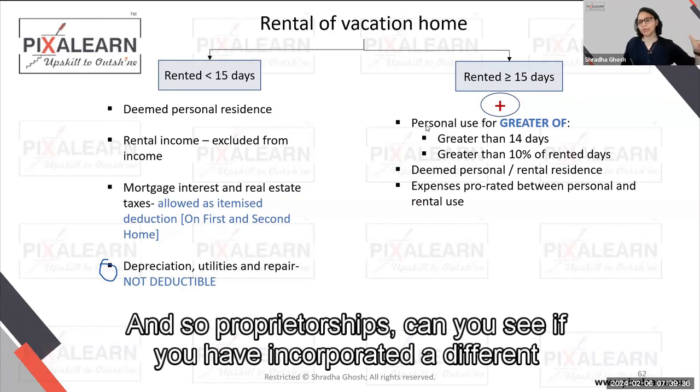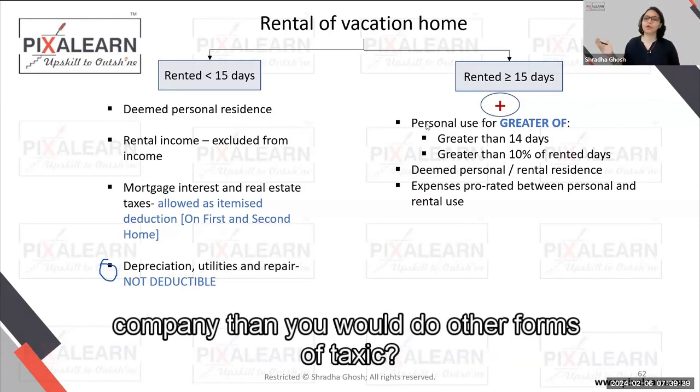Business and sole proprietorship, Schedule C. If you've incorporated a different company, then you go to other forms of taxation. Okay.